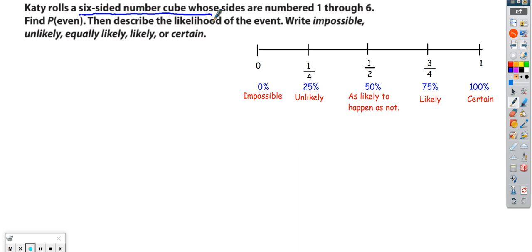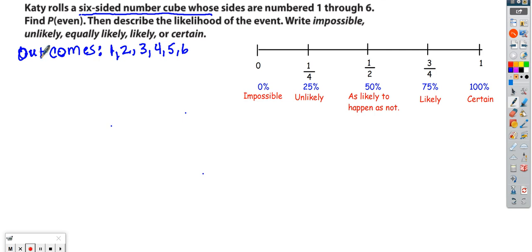A number cube is what they are calling a die. Okay, and a die has a 1, a 2, a 3, a 4, a 5, and a 6 as your outcomes. But find the probability of even. So my outcomes on a die, we just said, were 1, 2, 3, 4, 5, and 6.